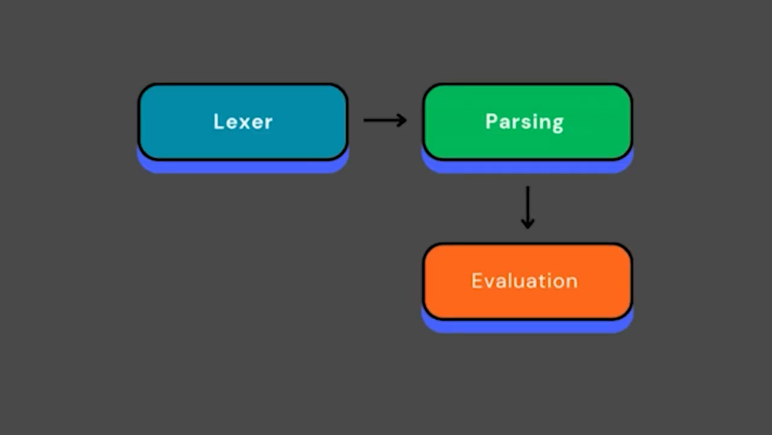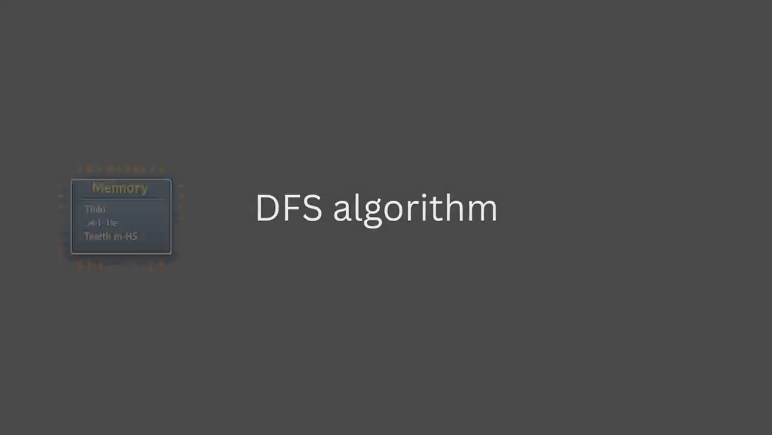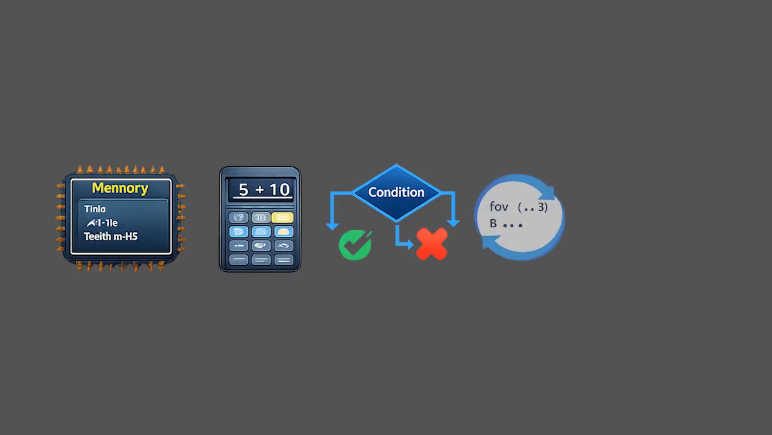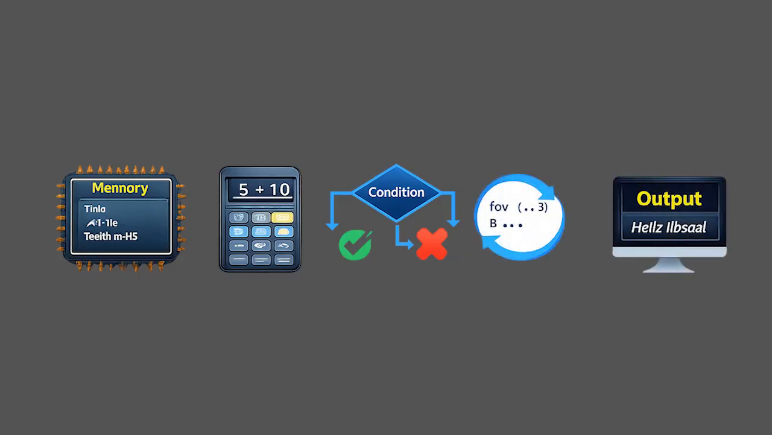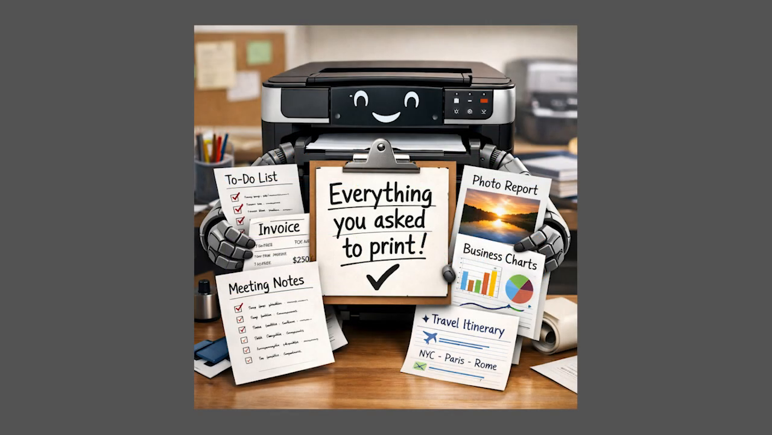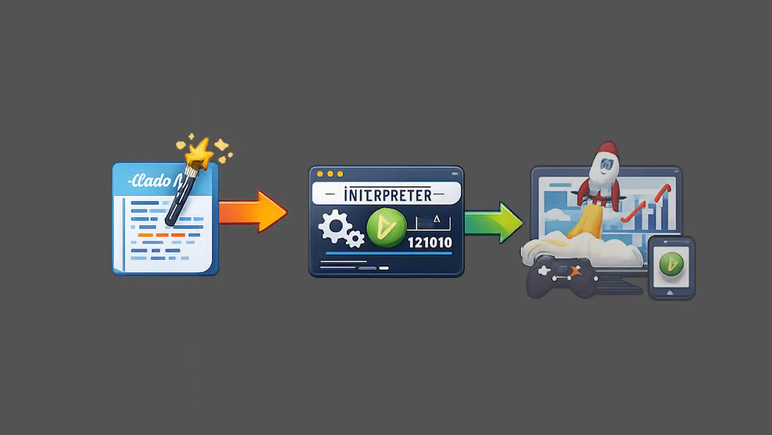Stage 3. Evaluation or execution. This is where the magic happens. The interpreter walks through the AST with a DFS algorithm and actually executes each part. It stores variables in memory, calculates expressions, checks conditions, runs loops, calls prints, and so on. It does all these step by step in order. Stage 4. Output. Finally, it collects everything you asked to print and shows it to you. And that's the full cycle, from raw text to running program.